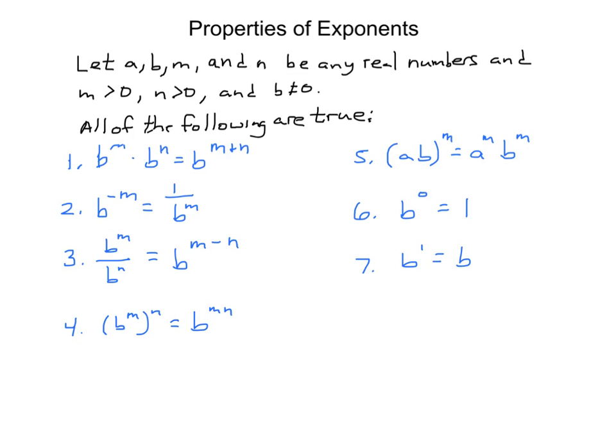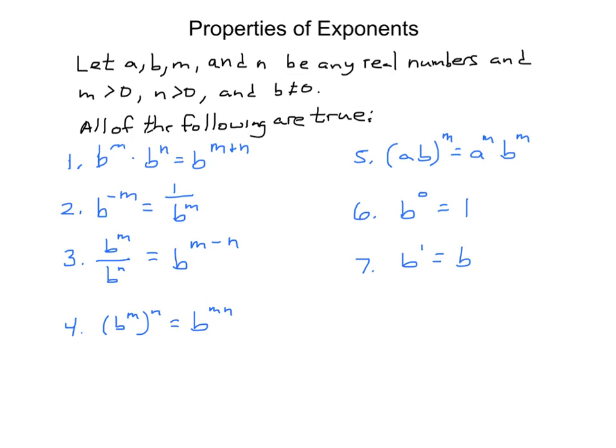And this is what happens when you simplify it. This is what happens when you reduce the fraction. You are actually subtracting exponents when you reduce fractions. b to the m raised to the n power is going to be b to the product of m and n. So when I have a power to a power, I multiply the exponents.